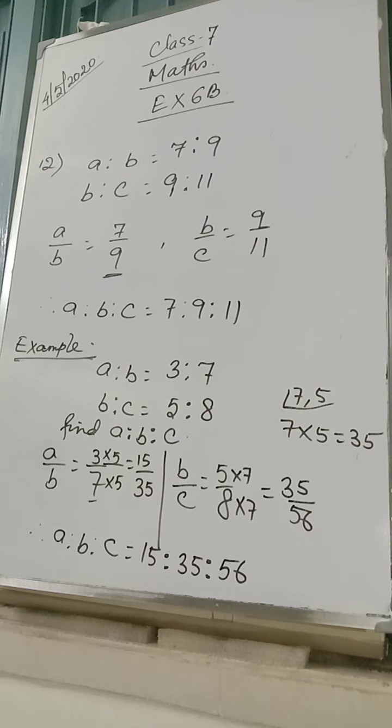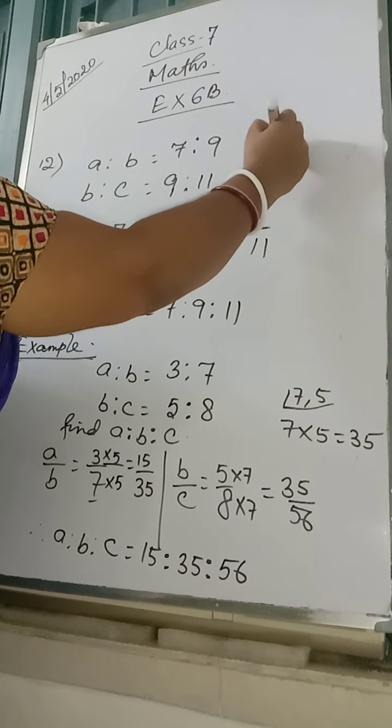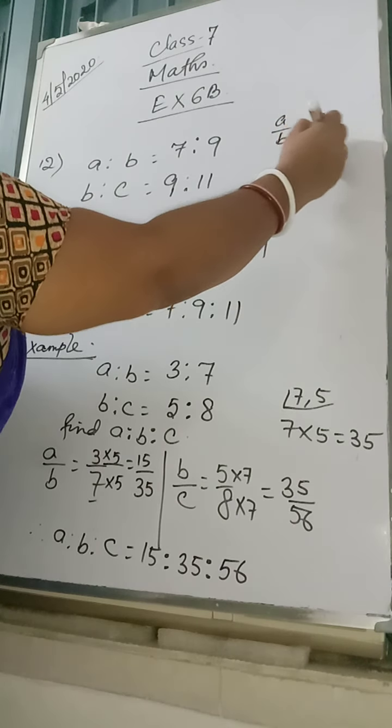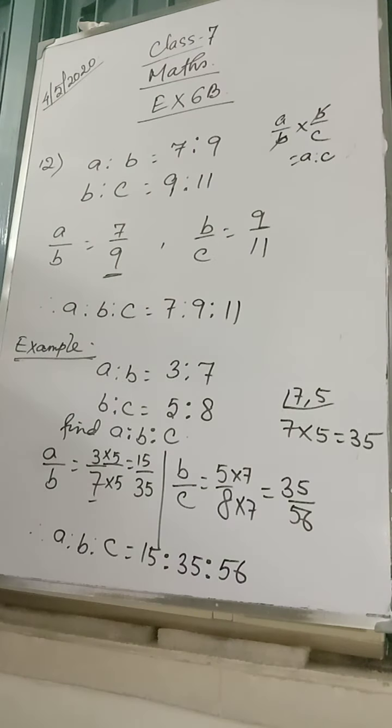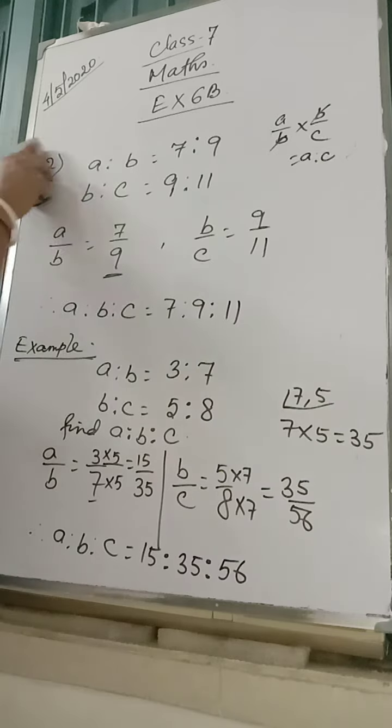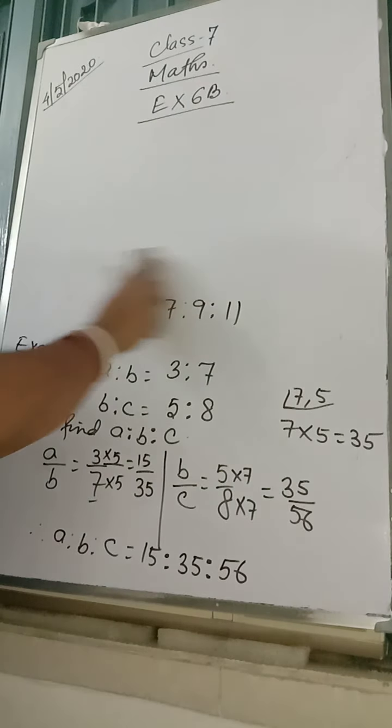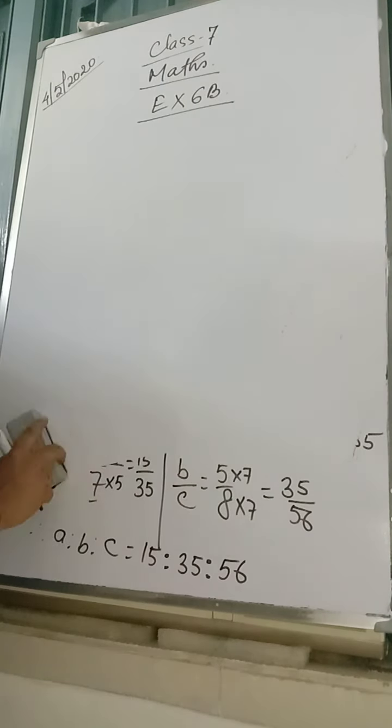Question number 13. Here they have eliminated B. How to eliminate B? You just see A by B into B by C. This B is eliminated. We are left with A is to C. The same thing we have to do here for question number 13. Clear? Here we converted B as a mean proportion. And in question number 13, we have to eliminate B.